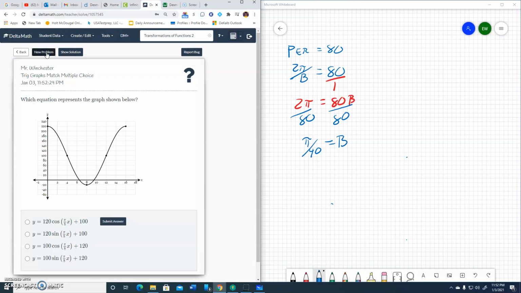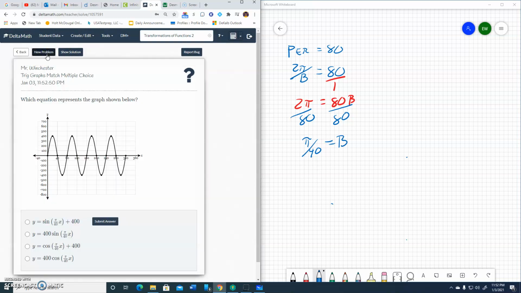New problem. This one is pretty straightforward. Again, cosine because it starts at the max. And so the numbers. My midline is 100. So 100 has to be the constant term. Well, constant term 100, cosine as the graph.